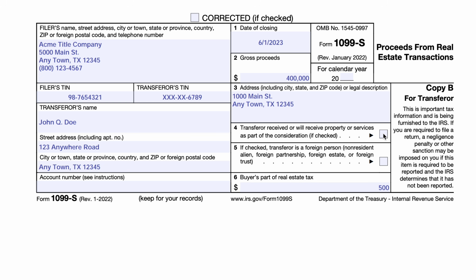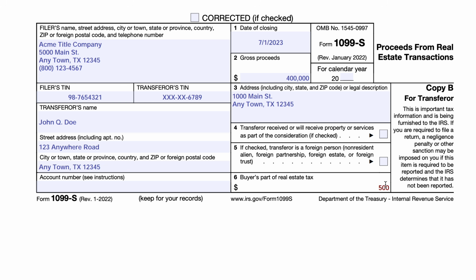And then in box 6, this indicates the buyer's part of any real estate tax that may have been prepaid. So as part of the closing transaction, usually the buyer, as part of the escrow agreement, reimburses the seller for any prepaid real estate tax as of the date of the sale. For example, let's just say this was 7/1/2023, to make this easier. And let's just say that John Doe paid $2,000 of real estate tax for the entire tax year.